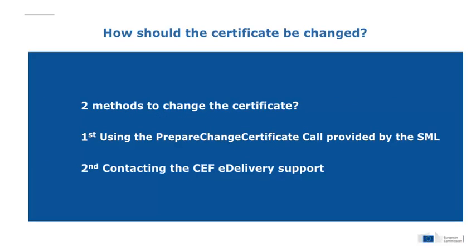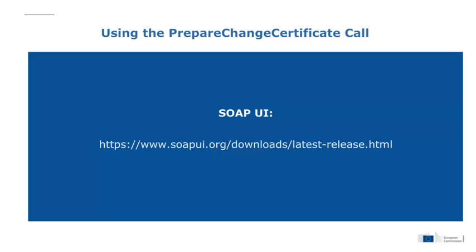Now moving into how the certificate will be changed. There are two methods of changing the certificate on the SML. The first method is a Prepare Change Certificate call provided by the SML. Using this method, the user is able to change a certificate as long as his own certificate is still valid. The second method, in the case the certificate of the user is no longer valid, is that you need to contact the CEF support. Now let us explore the Prepare Change call.